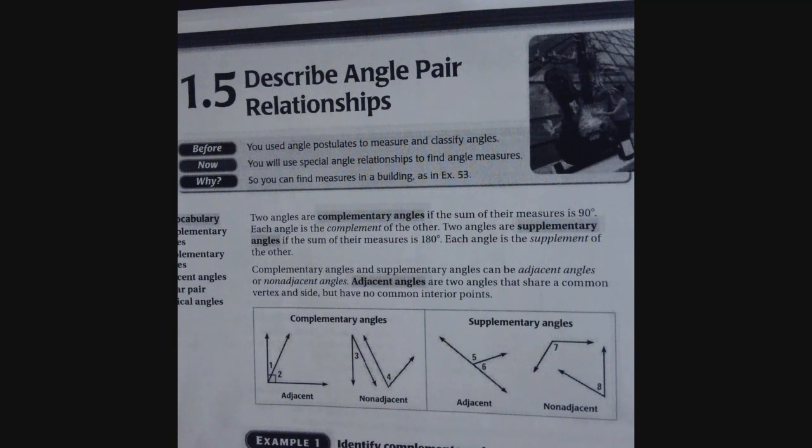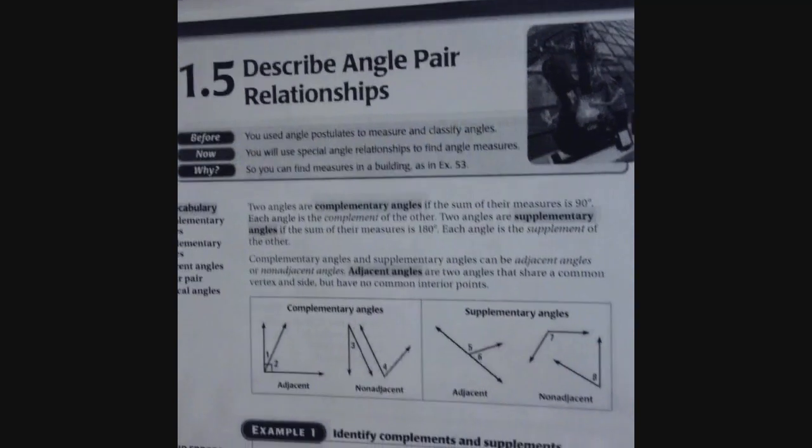C is smaller than the next angle in the alphabet, because the next angle is, two angles are supplementary angles if the sum of their measures is 180. So the way that I remember is C is less than S in the alphabet, so C goes with 90 and S goes with 180. You have different ways to remember, it's just a little tip. Each angle is the supplement of the other.